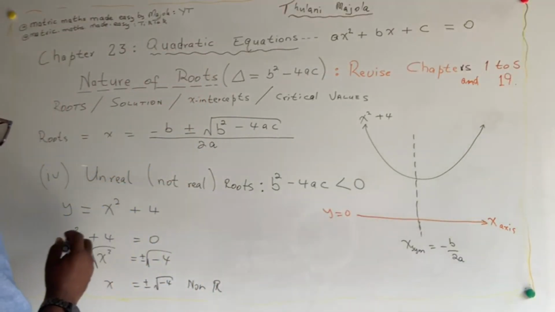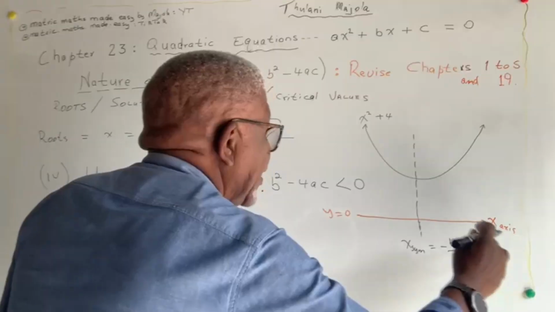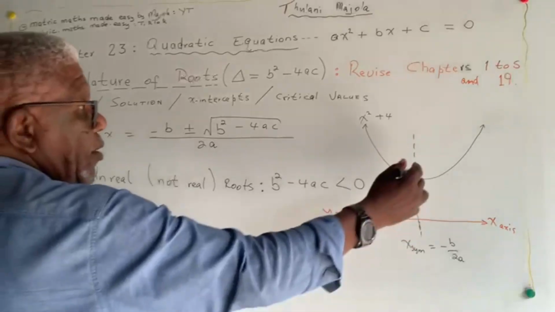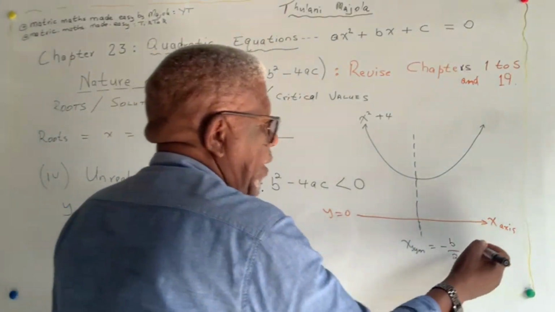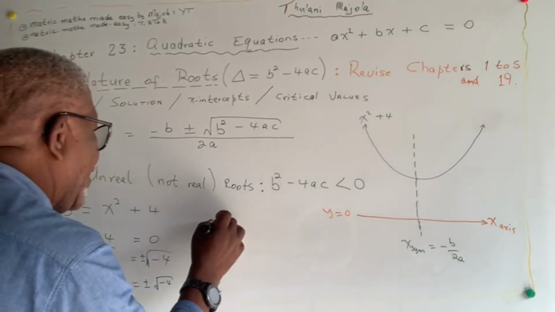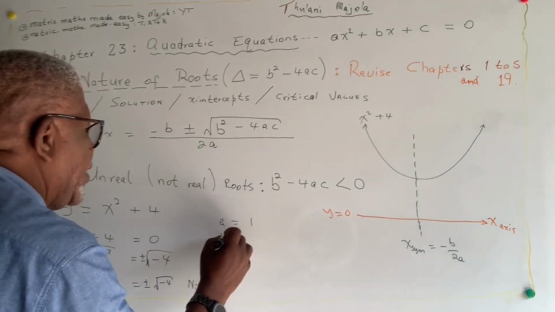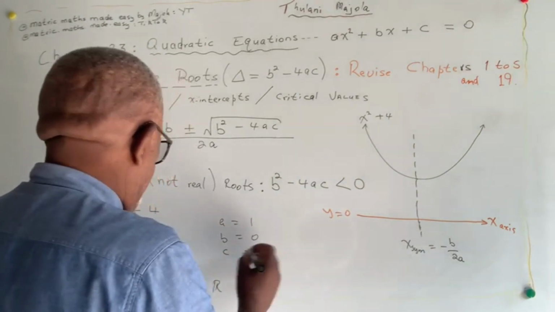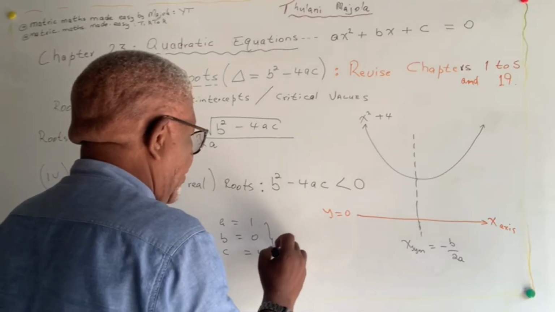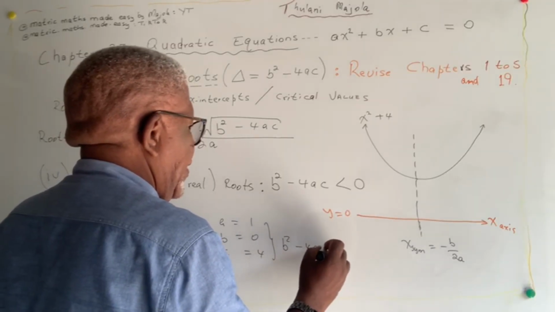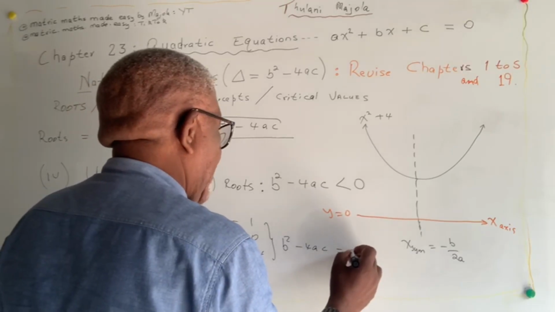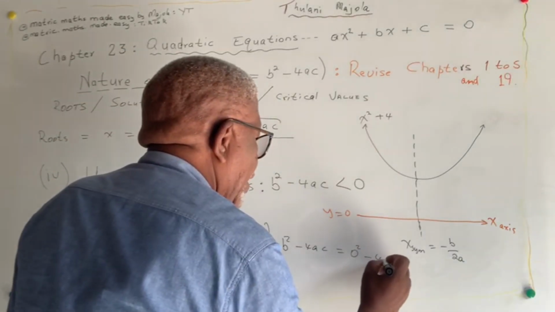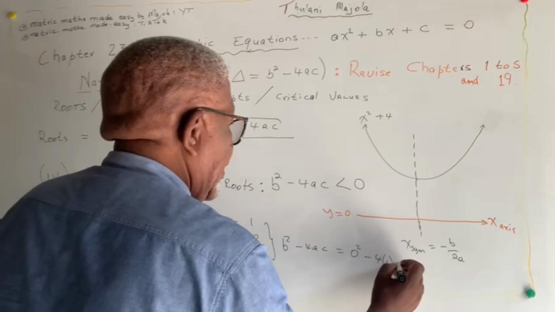Basically, your y can never be equal to 0, so they are not there. When you draw the graph, you have your minimum here when x is 0, where x is equal to negative b over 2a. So a is equal to 1, b is equal to 0, and c is equal to 4. If you do it this way, b squared minus 4ac equals 0 squared minus 4, where a is 1 and c is 4.